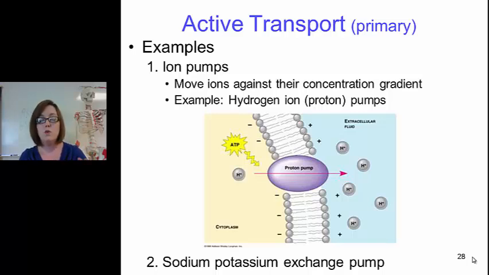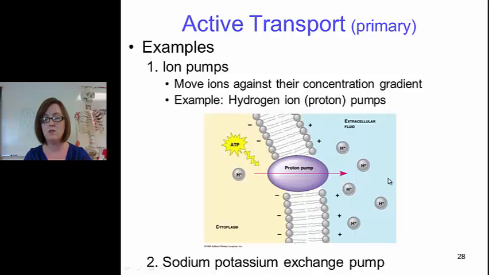All right, so with primary, if you will, active transport, what we're doing is we're moving things against their concentration gradient. And we're directly using ATP energy in the process. So one example of this is an ion pump. In the picture here, we see a proton pump. This is inside the cell, this is outside the cell.